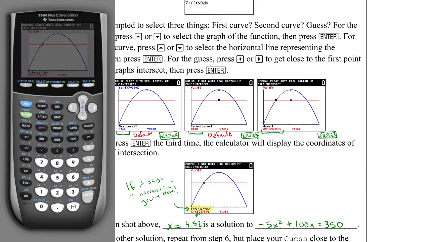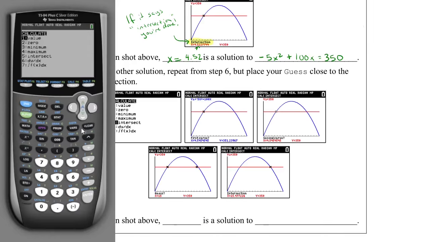To get the other solution, we're going to run intersect again. Second trace, choose intersect. First curve, I'm going to take the default. Second curve, I'm going to take the default. Guess: my cursor is still next to the first point of intersection. I need to scroll over to the right until I'm closer to the second point of intersection. Then I hit enter again, and it says intersection, and then gives me an X and Y pair.